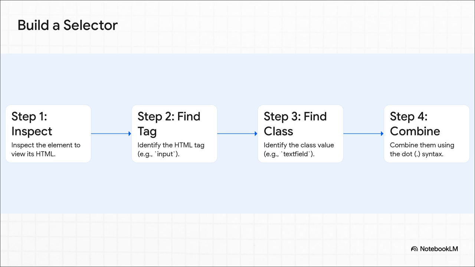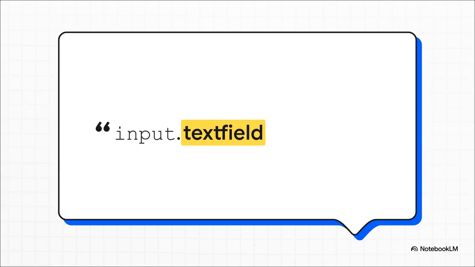Now we just put those pieces together using our new rule. Tag name, followed by a dot, followed by the class value. So that gives us input.textfield. Looks great, doesn't it? It follows the syntax perfectly. But when we actually go to test this selector, we might just run into a little hiccup.